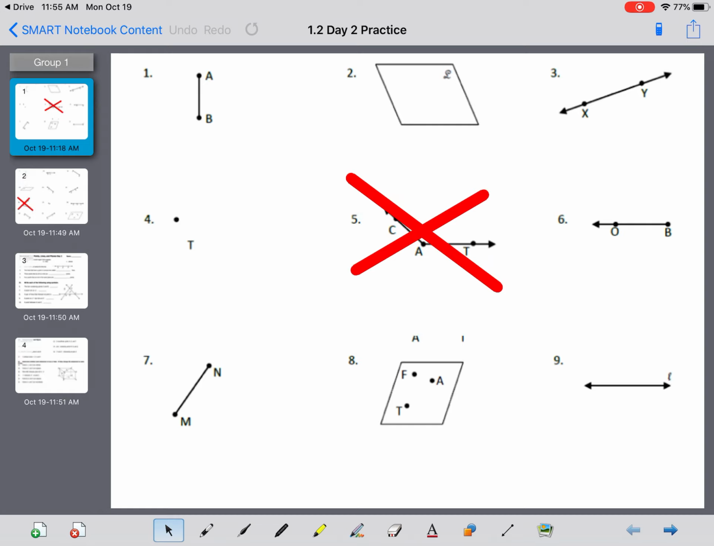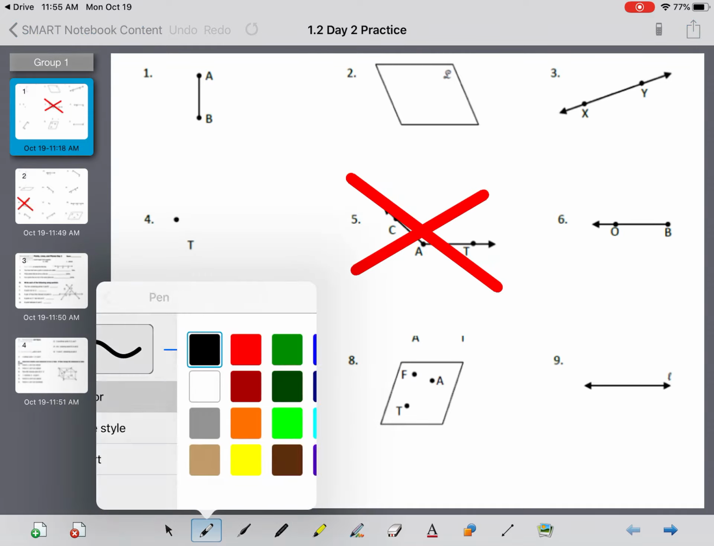But as you can see here, we have different segments, planes, lines, rays, and all I need you to do is write the names of them just like we did yesterday. So you can refer back to your notes in your video yesterday if you need any help. Feel free to pause the video, attempt them on your own, and then resume the video to check your answers when you are ready. Okay.